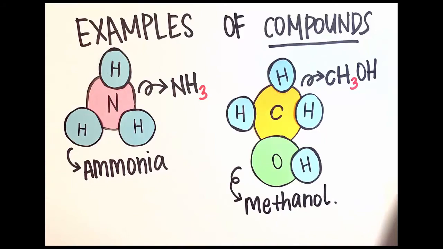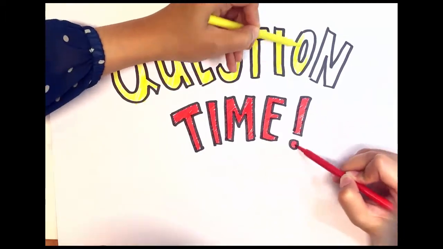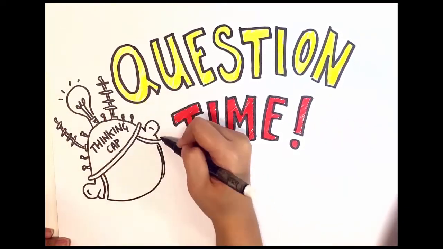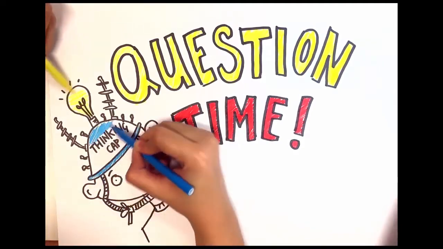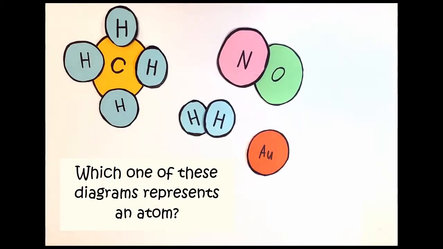Now that we have uncovered what atoms, molecules and compounds are, it's time to put on your thinking caps and answer some really easy questions. Which one of these diagrams represents an atom?